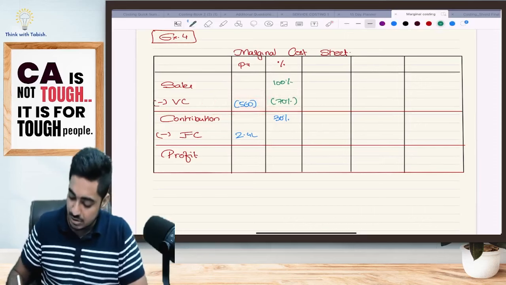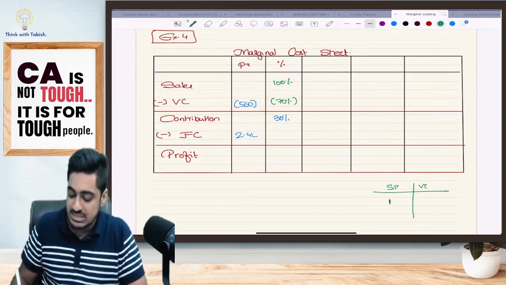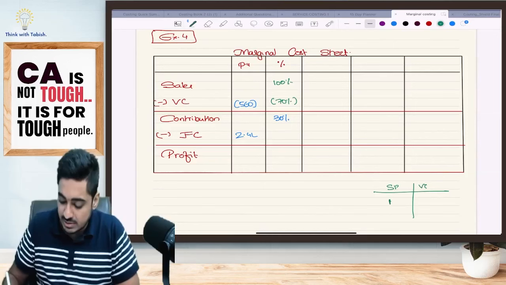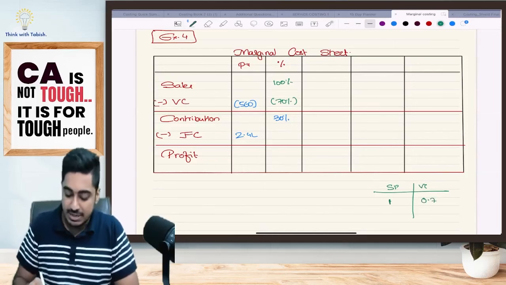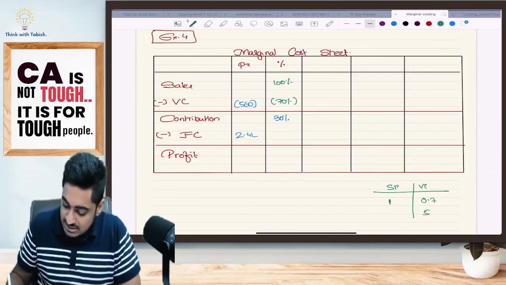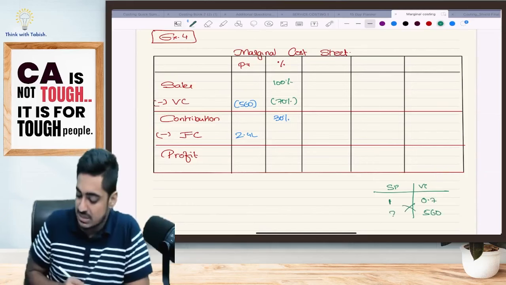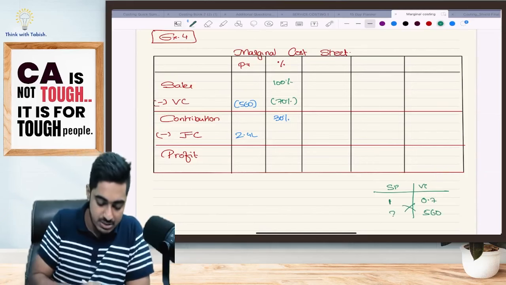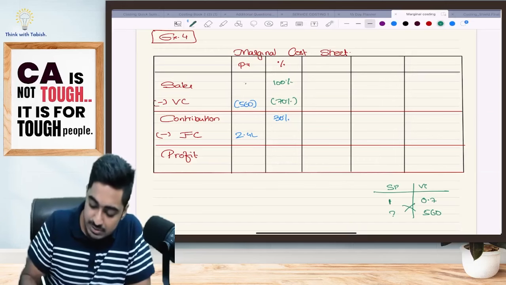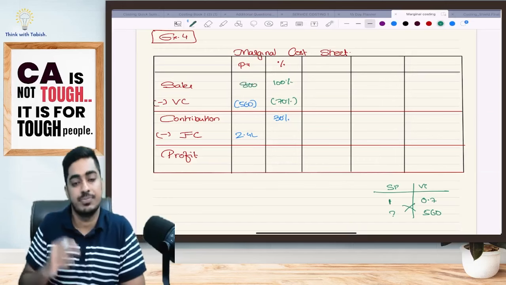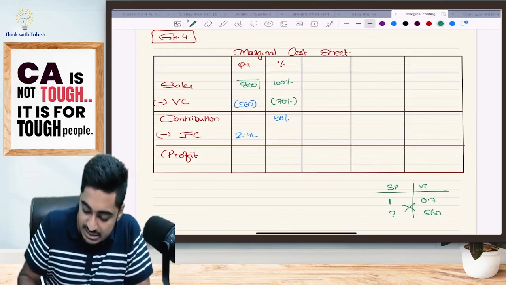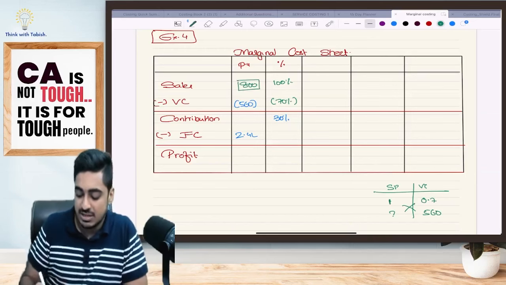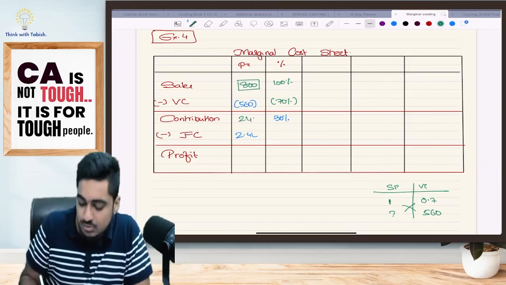Look at this simple cross multiplication, students. Selling price, variable cost. Imagine 1 rupee is my selling price. How much will be variable cost? 70% of that, 0.7. That means if my variable cost is 560, how much should be my selling price? 560 divided by 0.7. Should it not be 800 rupees? Yes or no, everyone? Yes, sir. That means 800 is my selling price. 560 is my variable cost. How much is my contribution?